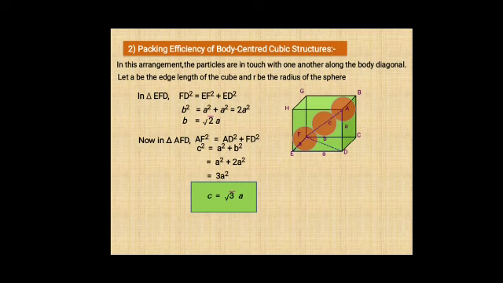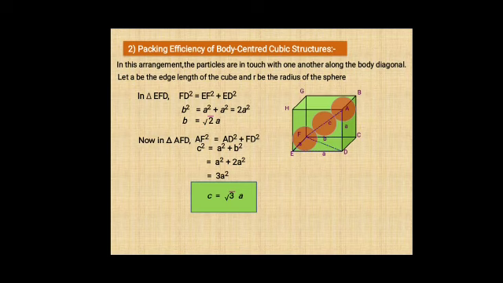What do you mean by body diagonal? It is the diagonal which touches the opposite edges or opposite corners. Let A be the edge length of the cube and R be the radius of the sphere, or constituent particle. Let us take a triangle EFD. It is a right angle triangle EFD. In that, FD square, which is the hypotenuse, will be equal to EF square plus ED square. Let us consider the diagonal length FD as B.